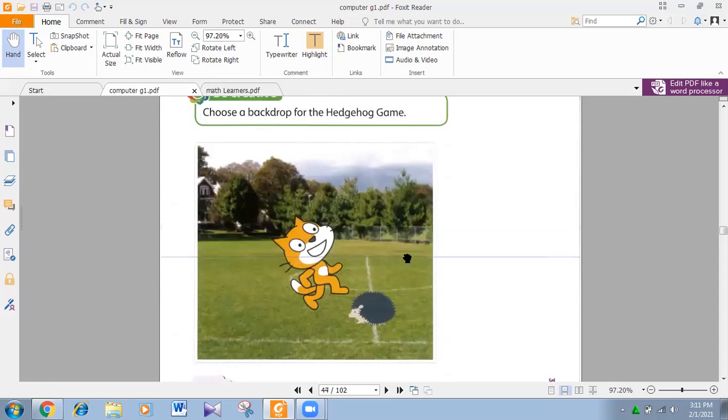Choose a backdrop for the Hedgehog game. First of all, before making a coding, in the project, we are going to choose a background. First of all, boys, we are going to choose a background. Then we are going to choose the character, and then we are going to do the programming.